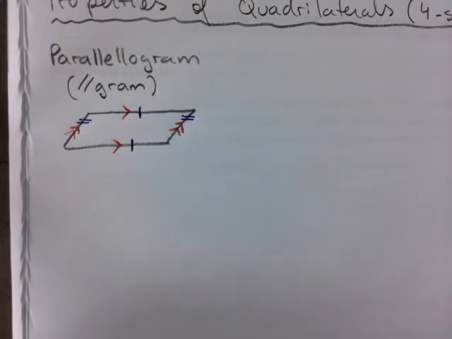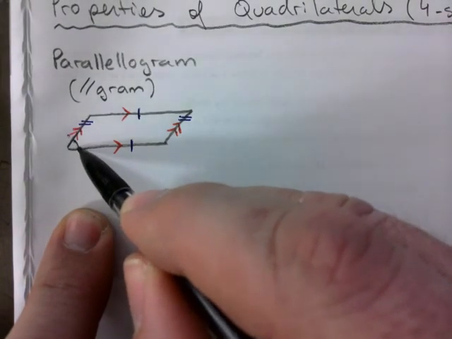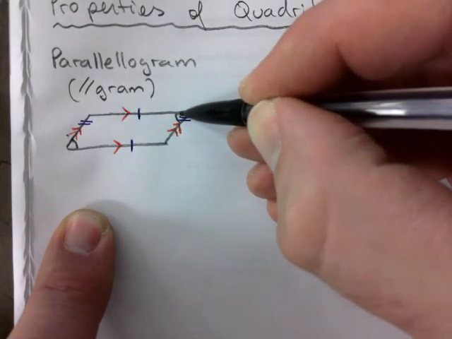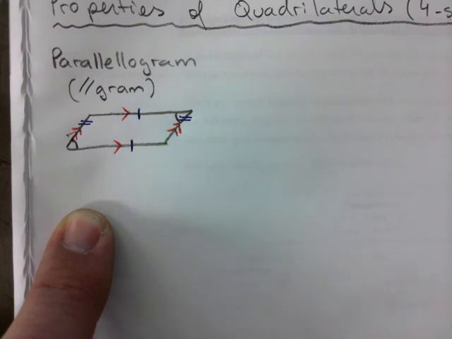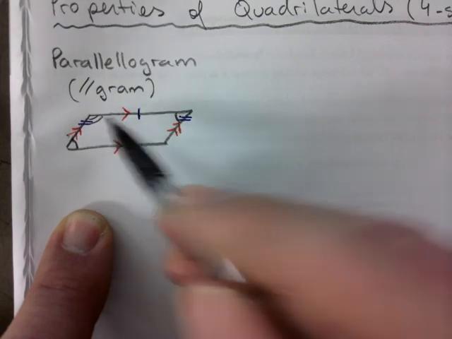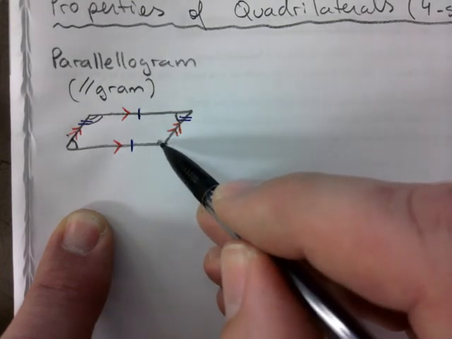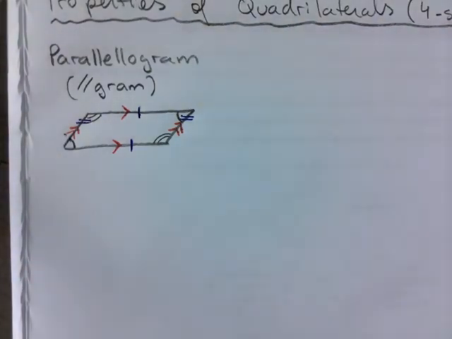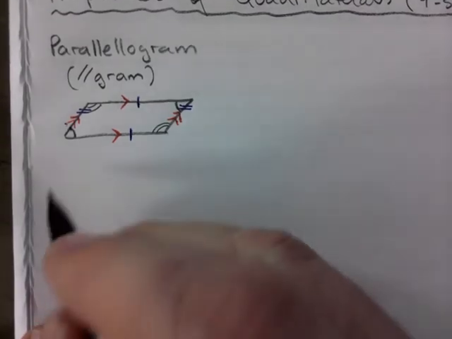And the third is that this angle right here is the same angle as this over here. Okay? And that this angle over here is the same measure as this one over here. So if I told you that it's a parallelogram, you would know those things are true. On page 190. Next, we have the rectangle.